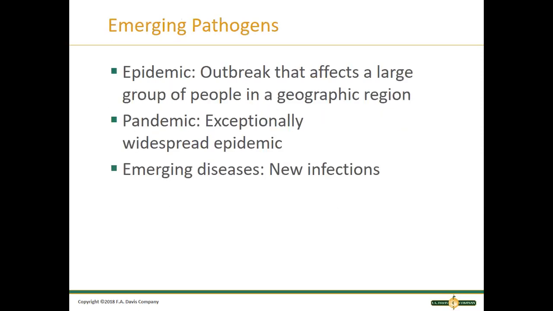Some emerging pathogens, you hear them in the news, you hear them in history. They talk about these emerging pathogens. There's an epidemic. That is an outbreak that affects a large group of people in a geographical region. That could be a state or a city. You have a pandemic, which currently you hear of the SARS. You also hear right now of the COVID-19 pandemic. That is an exceptionally widespread epidemic, meaning worldwide. It's a pandemic. Emerging diseases, those are brand new infections that are coming out.